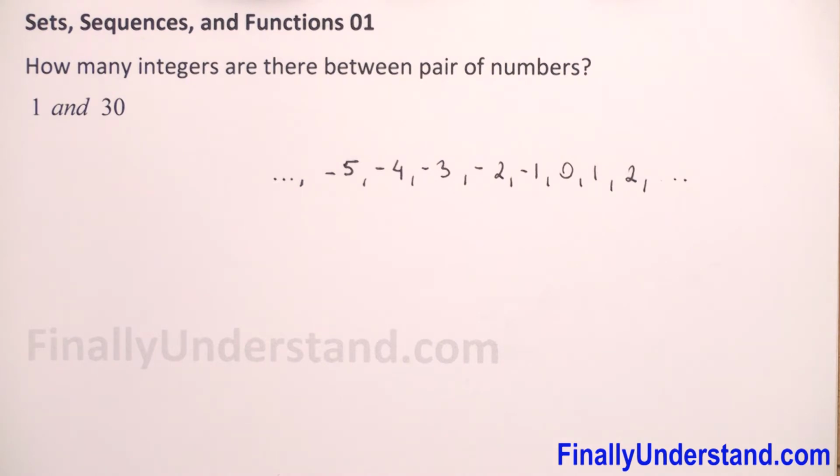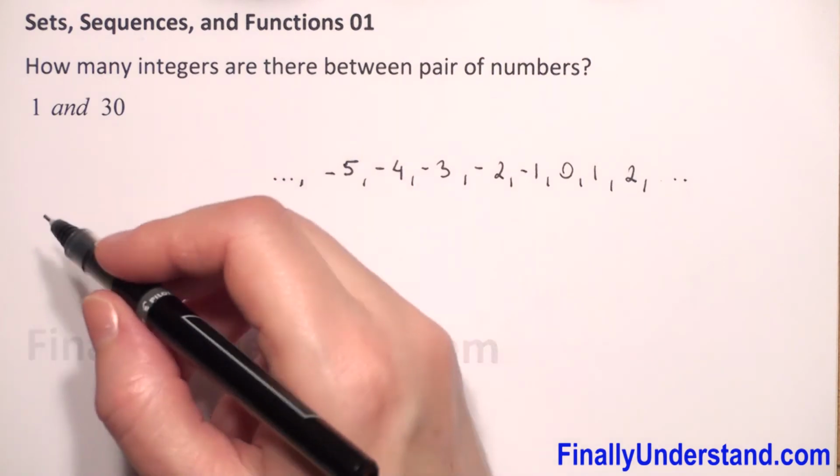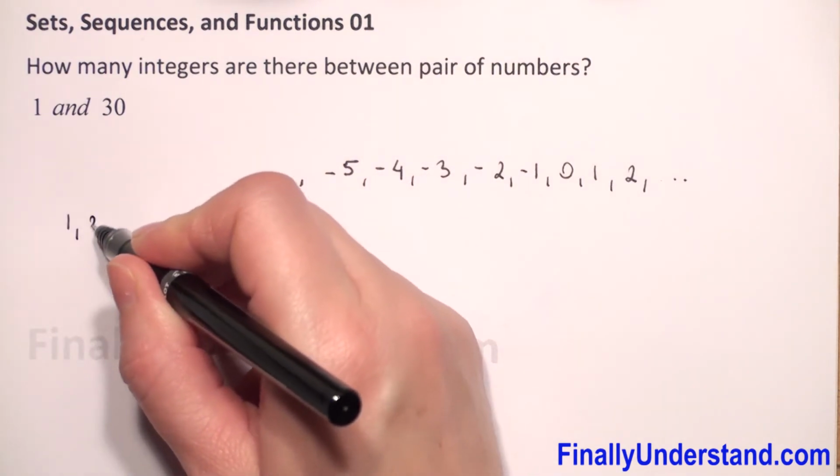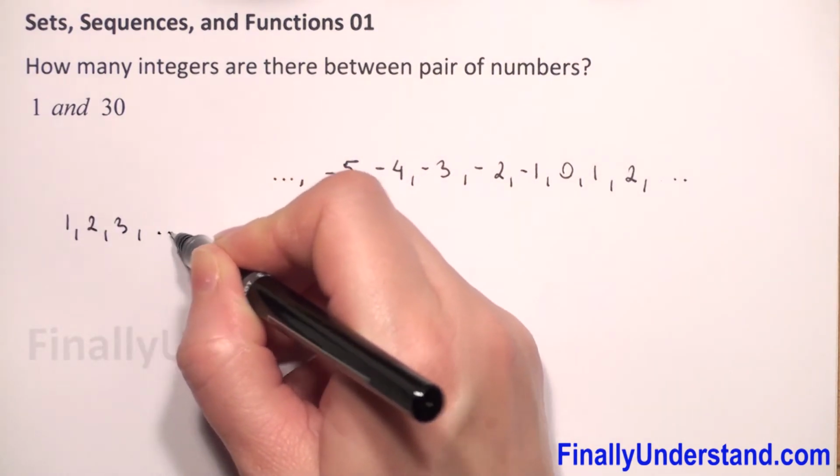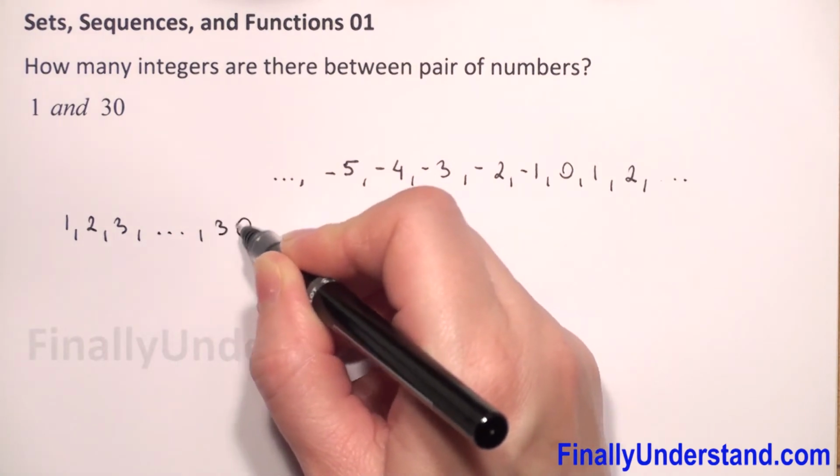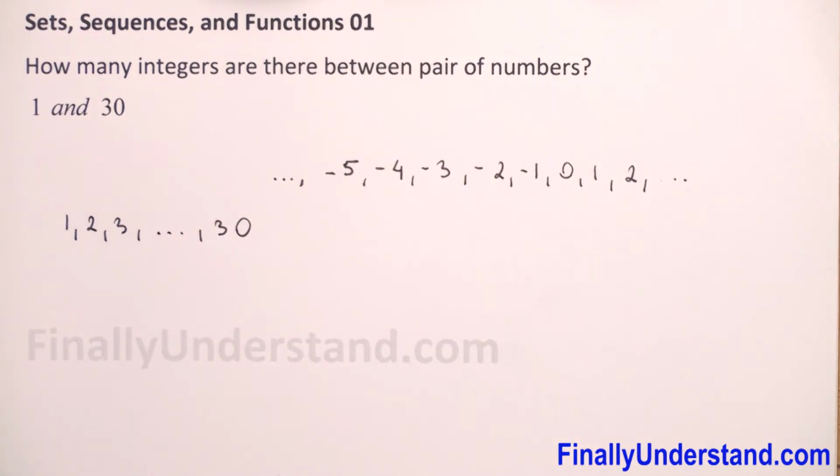To find out how many integers we have between 1 and 30, you can always write 1, 2, 3, until 30 and count them. But we have a method to solve this problem in a very easy way.